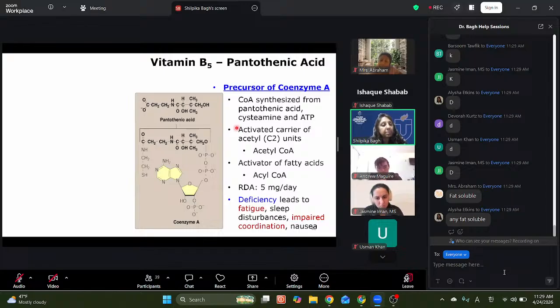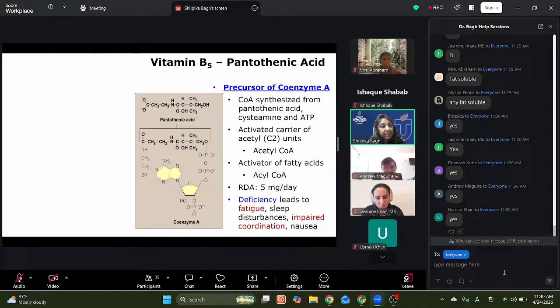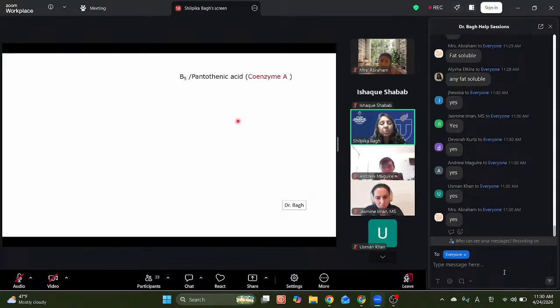CoA, activation of fat, part of TLC. Is it for energy yielding too? Pantothenic acid, B5, CoA. Is it for energy? Absolutely. It activates fat to enter any pathway. So it's energy yielding. So what is my vitamin? What is its active form? So B5 active form is, sorry.